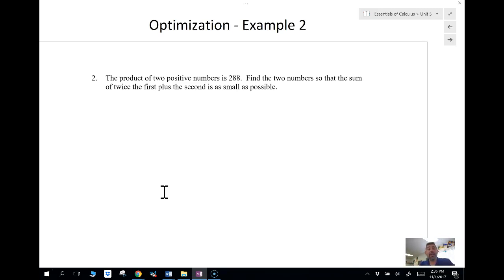We're going to find the domain if the domain is a problem for us, and then we're going to take the derivative, find the critical numbers, and then do our whole number line thing.